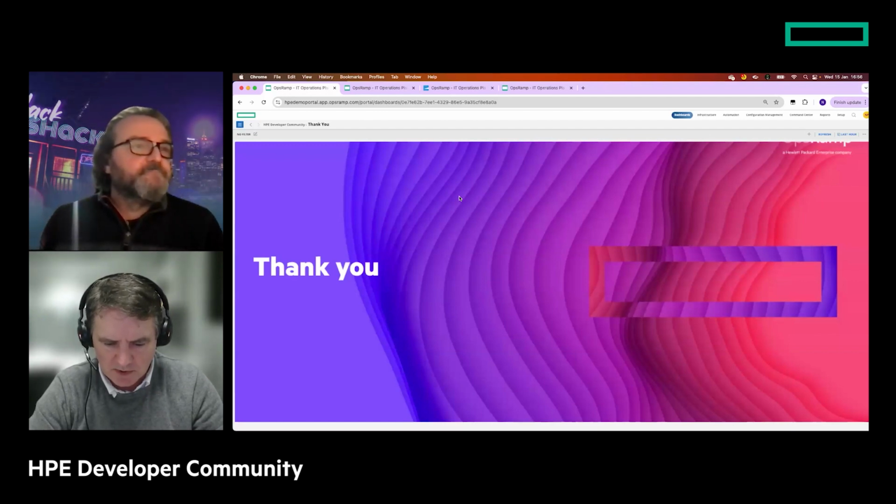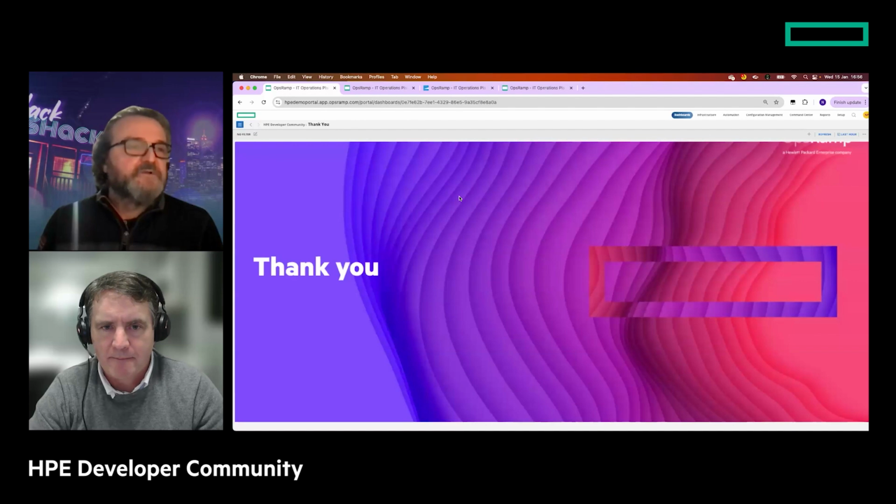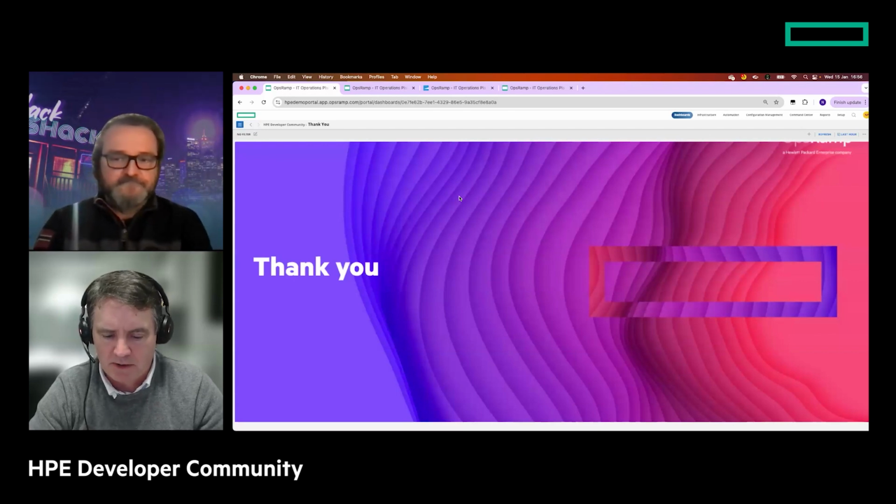The last one I saw you using was a demo environment. Is it available for HPE internal? Yes, it is. It's on the HPE demo portal. If you log into that and then just search for OpsRamp, you will see the demo solution that I'm using right here.